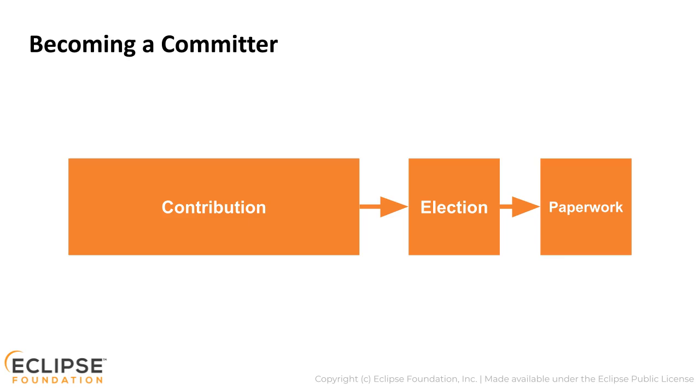So, that's it. It all starts with contribution. To be a committer, one must first contribute to the project. After having established a pattern of contribution and making oneself known to the team, an existing committer may choose to nominate a candidate, thereby launching a committer election. Following a successful committer election, the successful candidate must engage with the Eclipse Foundation's records team to ensure that the required agreements are in place.